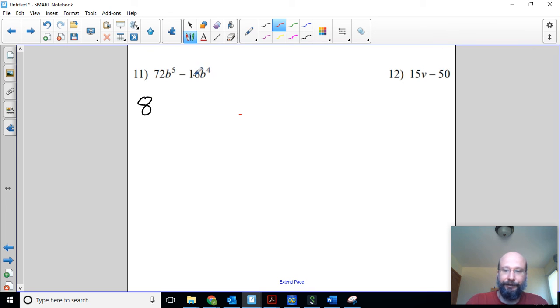Then I look at my letters, b to the 5th and b to the 4th. So I could take the smallest one, which is b to the 4th. And then I'm going to divide: 72b to the 5th divided by 8b to the 4th is 9b. 72 divided by 8 is 9. b to the 5th divided by b to the 4th is b. And then I have negative 16b to the 4th divided by 8b to the 4th, which is negative 2.